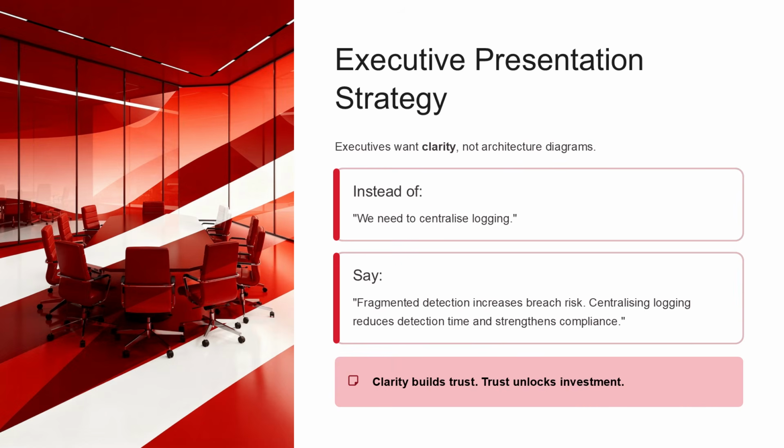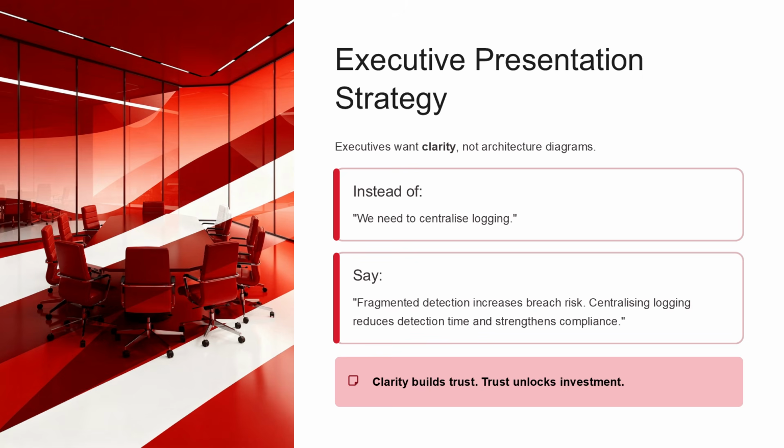You cannot succeed without executive support. Executives do not want architecture diagrams. They want clarity on risk reduction, business enablement, financial impact, compliance alignment, competitive advantage. When presenting your target state, structure your message around current risk exposure, future desired posture, key gaps, prioritized roadmap, investment justification.